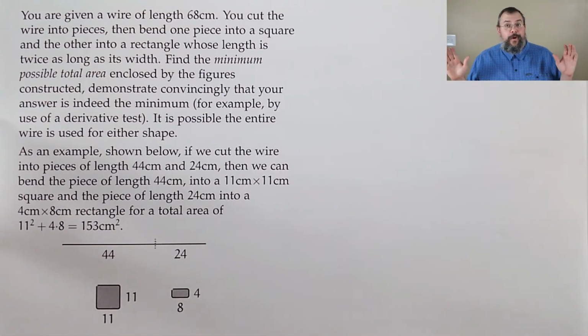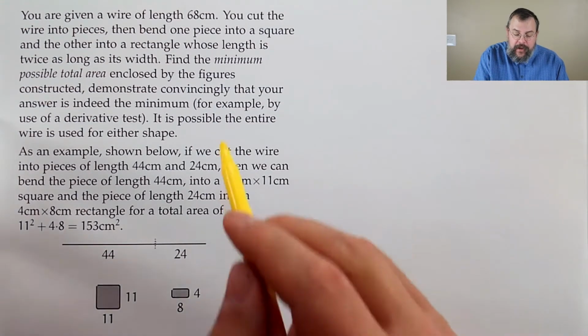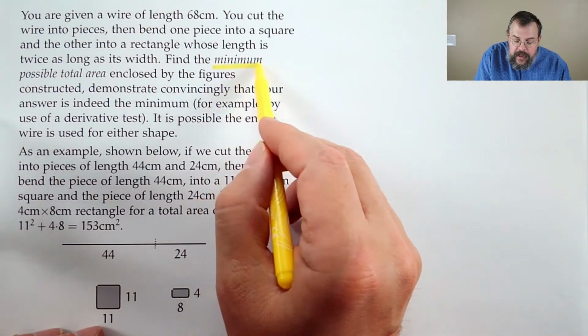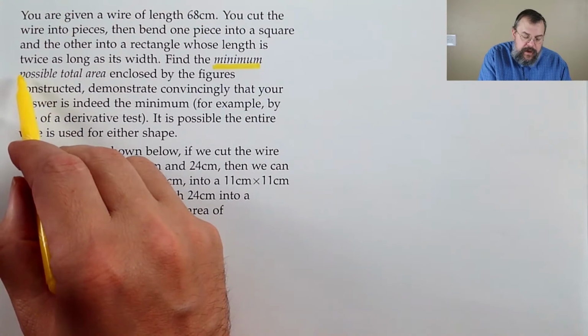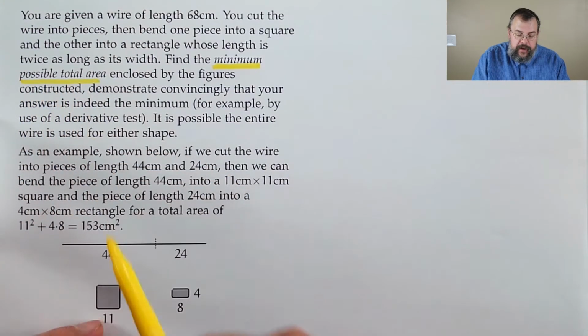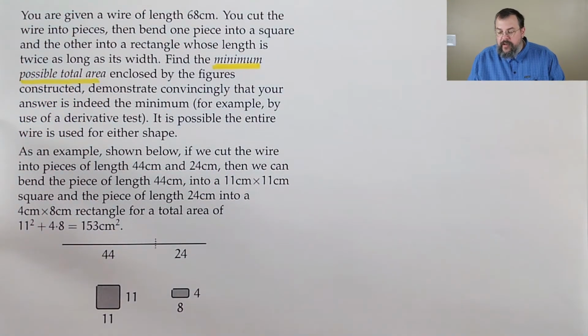Now, whatever our final area is, we better be below 153, because if we are not below 153, we made a mistake, since we know 153 is possible. It's probably not the right answer, by the way, but okay. To get started, we should say, of course, this is an optimization problem because we see the word minimum. And what are we minimizing? The total area. So let's think about what's true.